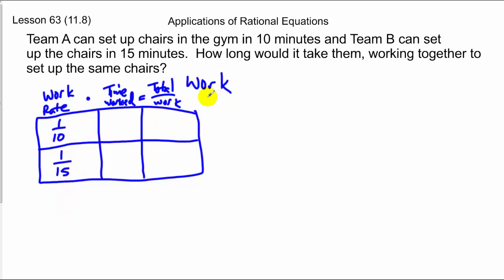But the question's asking, if they work together, how long does it take them to set the entire gym up? How long they're going to work, we don't know. So the time worked in this case is our unknown, and they're going to start at the same time and finish at the same time, so I give them x in both cases. If I multiply the two together, I get x over 10 and x over 15. And their total work is going to end up being the entire completed job, and the entire completed job is no longer a fraction. It's always equal to 1.